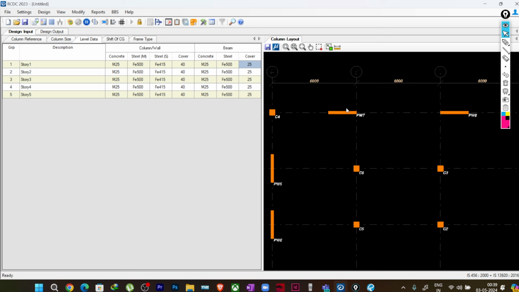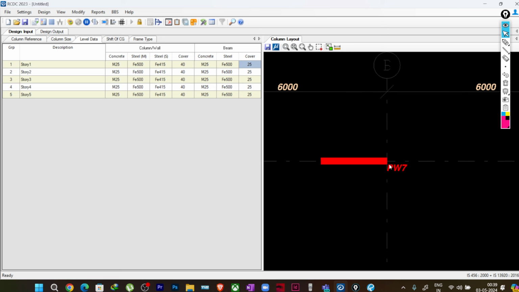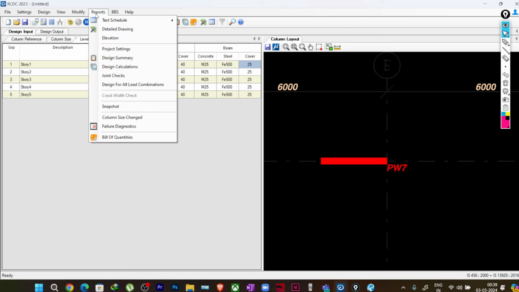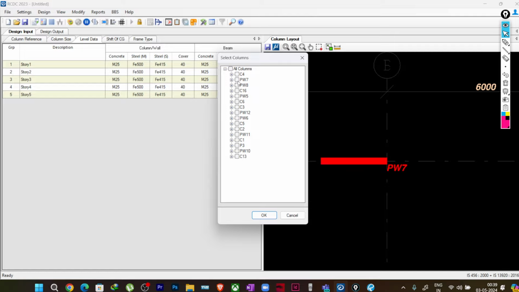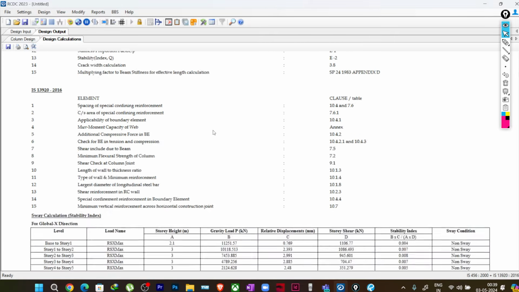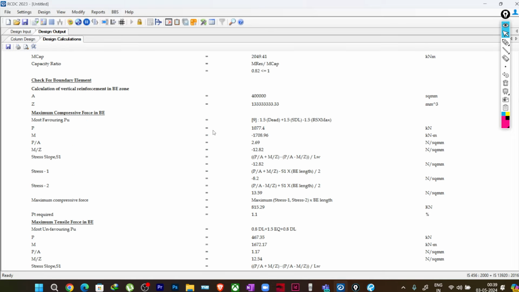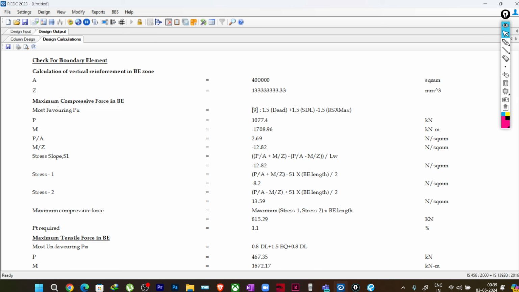So now let us jump into today's problem. For today's problem we will be selecting this particular wall, which is PW7. As the design is already performed, I will go to reports and to design calculations. Let us select this PW7 and click on OK. All the nomenclatures and procedures are given. I will directly go to the place where the RCDC is estimating the boundary element force. You can see here the RCDC is finding the maximum compressive force in B, which is the boundary element.